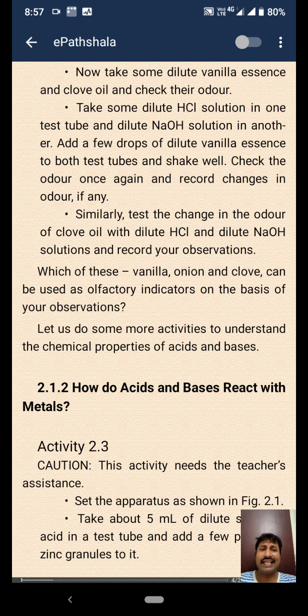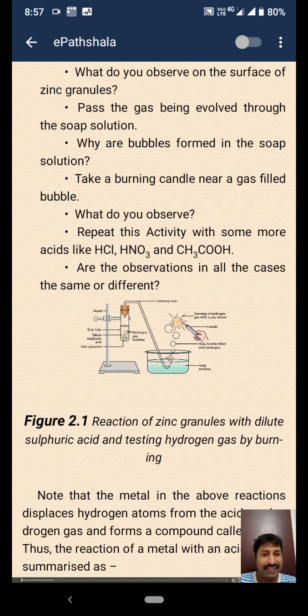How acids and bases react with metal, that is what we are going to see. Very simple example. In the previous chapter we have seen, zinc reacts with sulfuric acid or hydrochloric acid, which gives out zinc sulfate and hydrogen gas. Moreover, you have to keep it in your mind, whenever an acid reacts with a metal, it gives out salt and hydrogen gas. We have to be very keen on that.